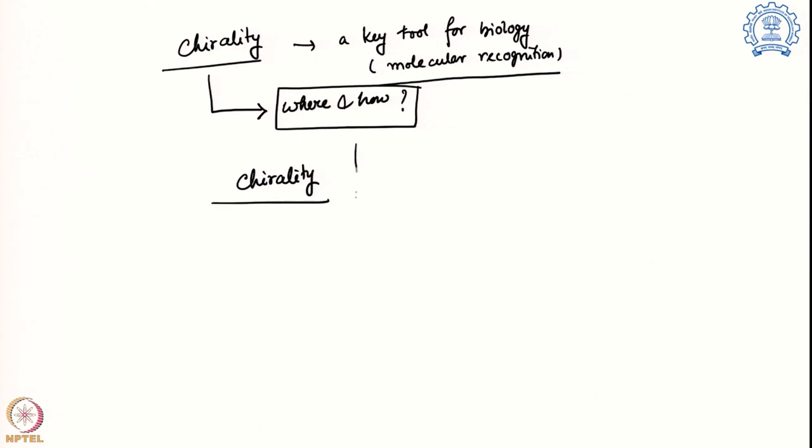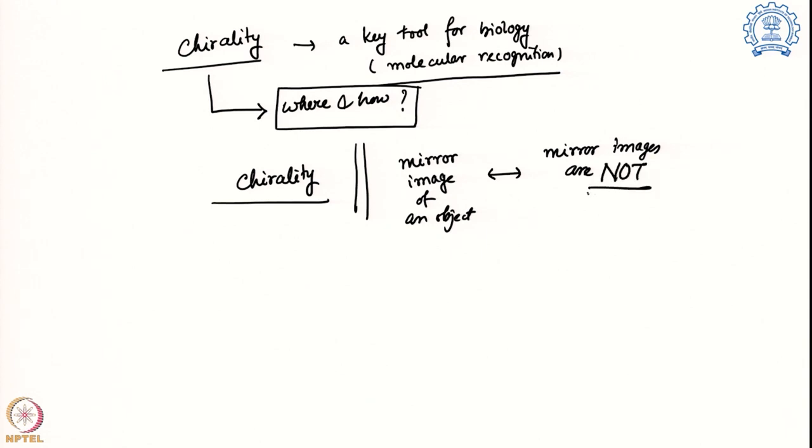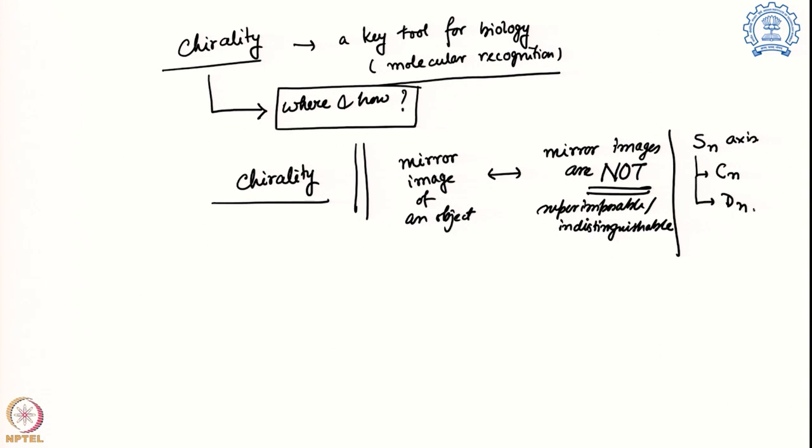When we say chirality, by definition, it is a mirror image of a particular object, such that the mirror images are not superimposable and indistinguishable. That is what we learn. And from the symmetry point group, we know the molecule cannot have any S_n axis present in that molecule, which tells us the molecule should belong to a C_n or D_n point group. N can also be 1 for the case of C_n. So that we have learned so far.